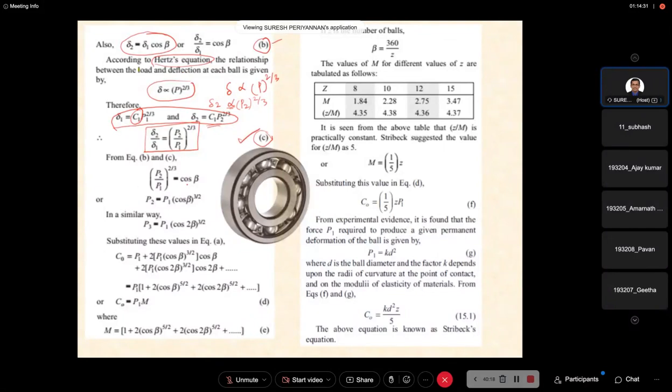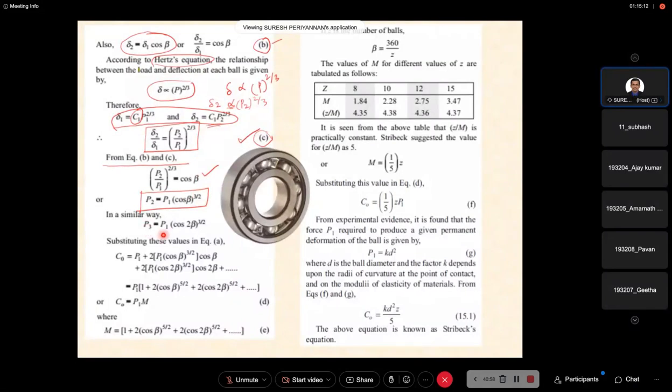Finally, we are getting (P2/P1)^(2/3) = cos beta. Then P2 = P1 × (cos beta)^(3/2). Now, simplifying this equation from B and C, finally we get (P2/P1)^(2/3) = cos beta. From this relation we are able to find P2. We know P1 because the direct load is acting; P1 is the maximum load. So P2 = P1 × (cos beta)^(3/2).